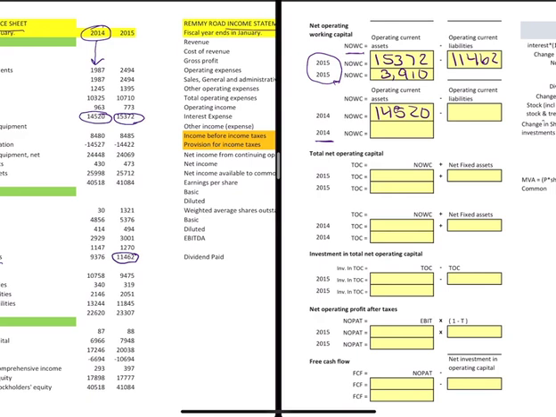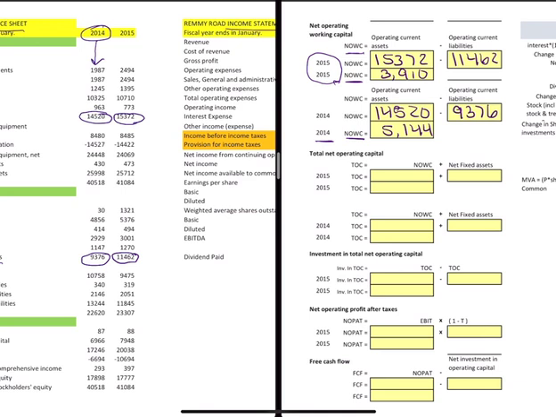And operating current liabilities, 9,376. Again, we don't have any notes payable in our current liabilities, and we do not have any short-term investments in our assets, so we don't need to worry about subtracting those values. So now when we do the calculation here, we're taking the 14,520, subtracting the 9,376, and we're going to get 5,144. So now we have our net operating working capital for both 2015 and 2014.